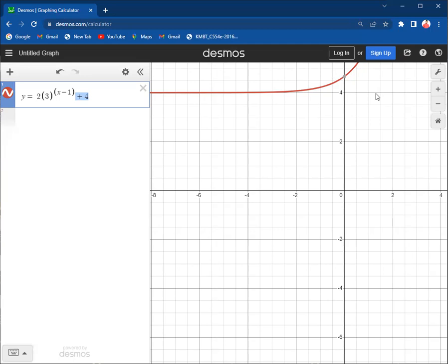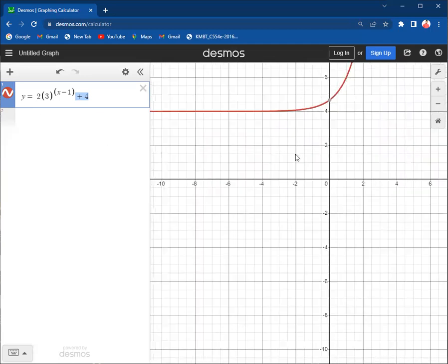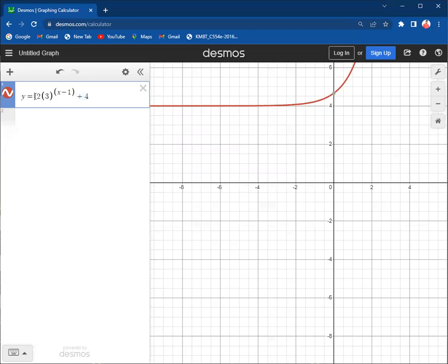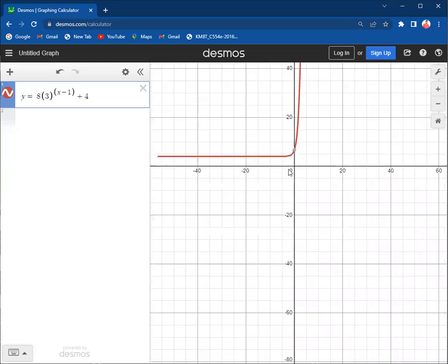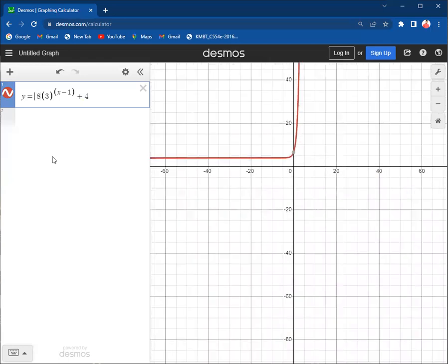Now we're going to discuss the effect of A. Let's check what A does. A basically tells you the steepness of a function. For example, if I increase this value here, you'll see that the graph gets steeper and steeper and steeper. So A tells you the steepness.